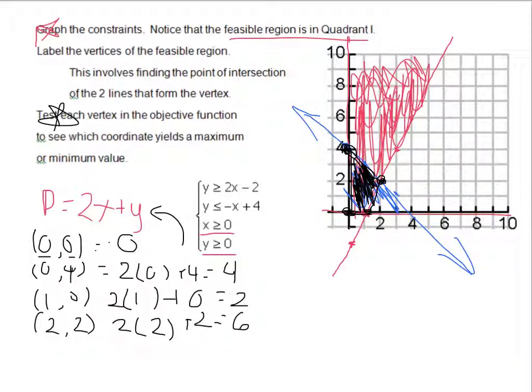So the one that gives me the maximum value is the point (2, 2). So this is my max. The one that gives me my minimum value is the (0, 0), so that is my min.